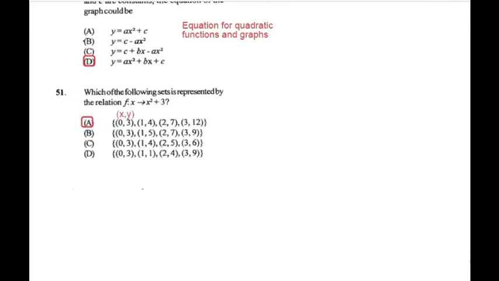0 squared is 0, plus 3 gives us 3. Then 1 squared, 1 plus 3 gives us 4, so B is already out of it. 0 squared for C, 0 plus 3 gives us 3, but then 1 squared, so 1 plus 3 gives us 4, and then 2 squared is 4, plus 3 gives us 7. This says 5, so C is definitely not our answer. And we can see that D is also not the answer, so 51 remains A.